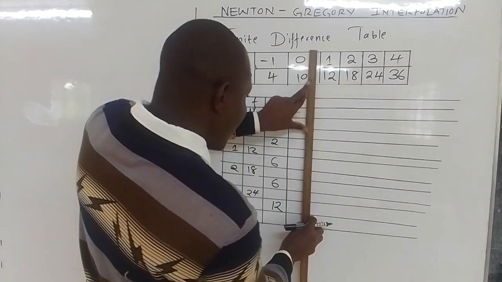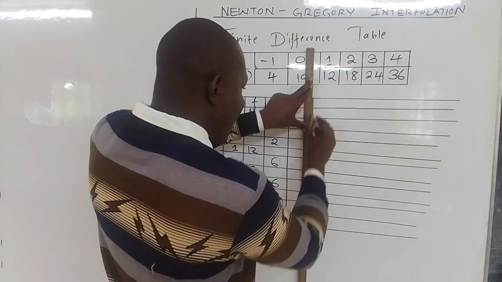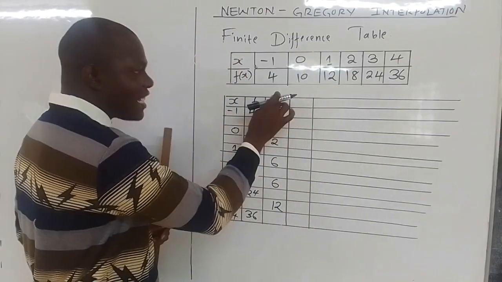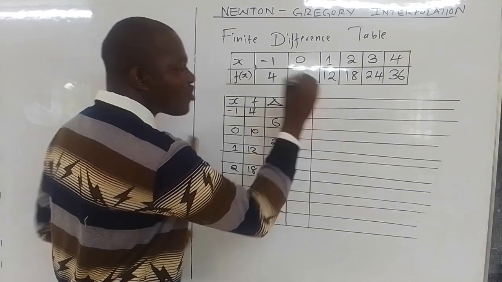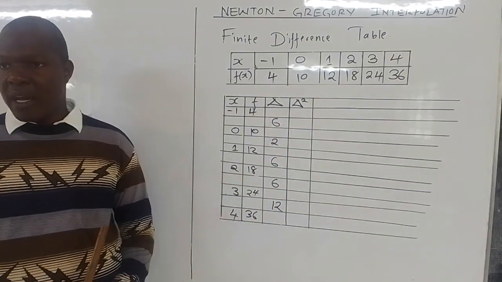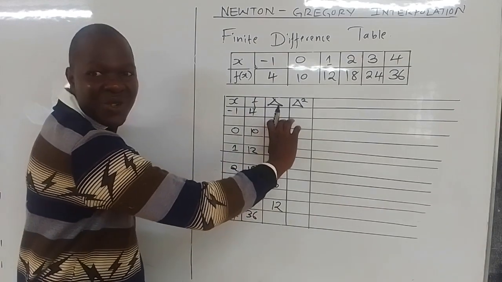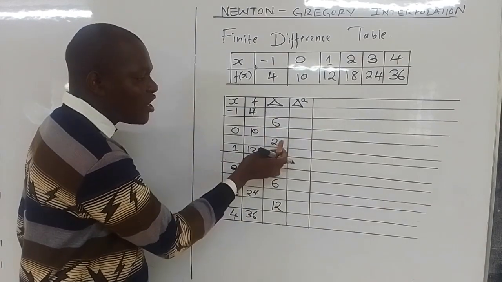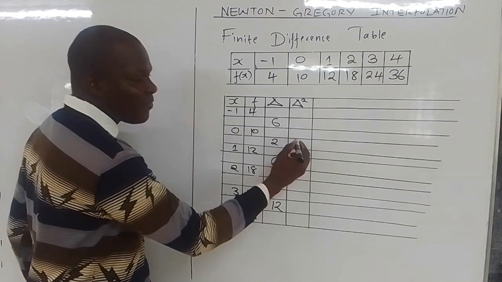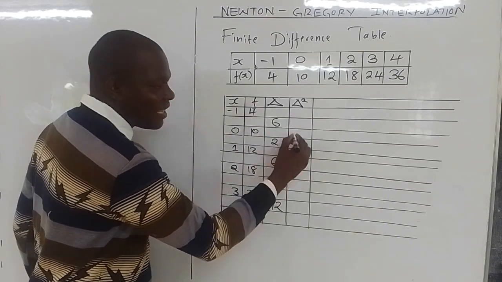So if you want the second difference, you go to the next column. If this is delta, the next one is going to be delta squared. It's going to be noted as delta squared. Then you continue with the same process. We are looking for the difference between these two values. You see, 2 and 6. It's now 2 minus 6, you get? 2 minus 6, negative 4.